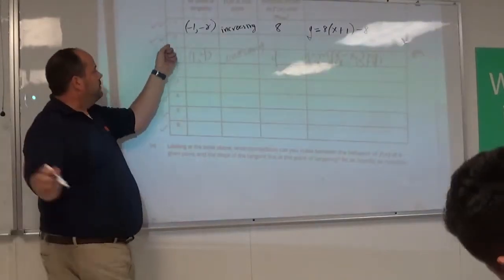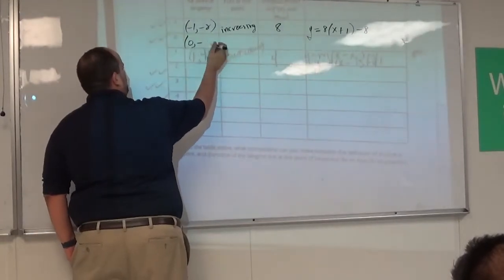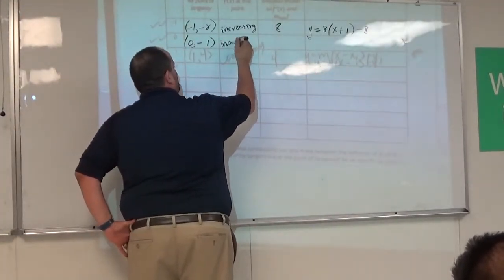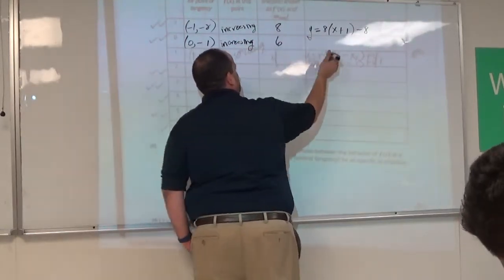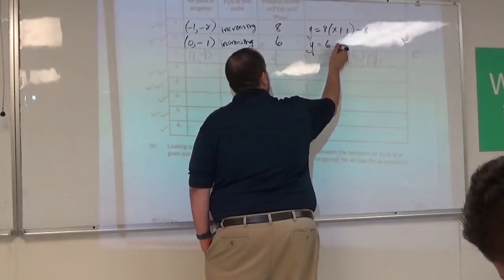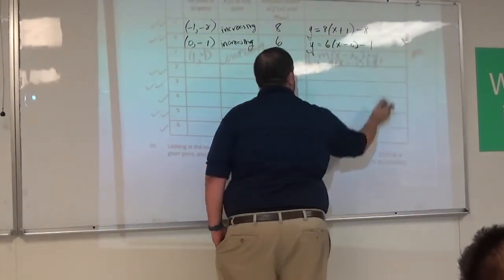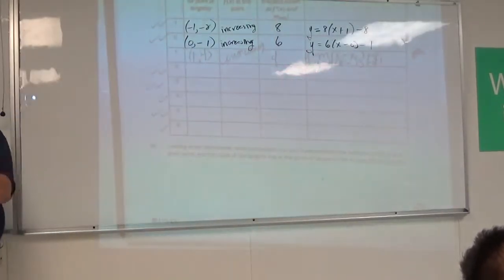Okay, group up front. What's the point of tangency? 0, -1, I agree. Behavior of the function? Increasing the slope. Love it. Equation of your tangent line. Y equals 6 times x minus 0 minus 1, or y equals 6x minus 1. Either way to write it is fine by me.